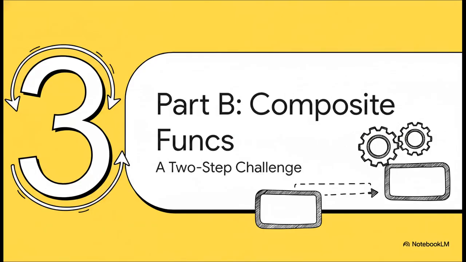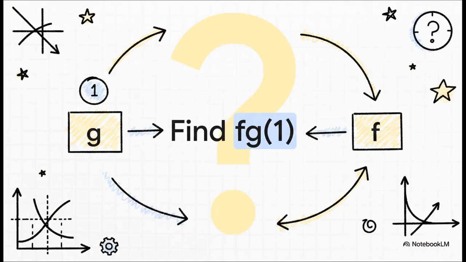Now, for part B, things get a little more interesting. We're going to combine our two functions now. This is called a composite function, and it's a bit of a two-step challenge. The question wants us to find fg of 1. Now, that notation, fg of 1, can look a bit weird, right? But don't let it fool you. It does not mean f times g.